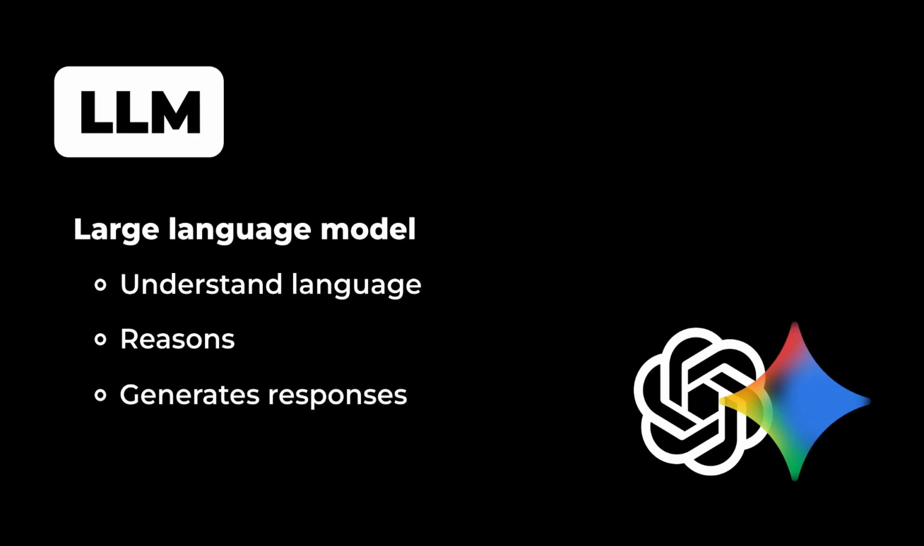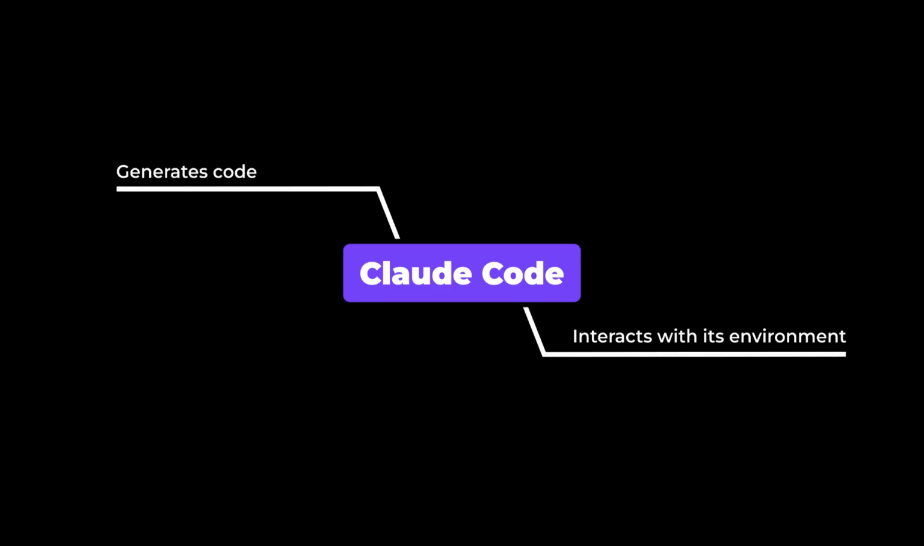To do that, at its core, Claude Code uses an LLM, which stands for Large Language Model. It's what allows Claude Code to understand language, reason through tasks, and give you relevant responses. This is the same kind of technology behind tools like ChatGPT and Gemini. However, what makes Claude Code different is that it does more than generating just code. It also comes with a variety of tools that allow it to interact with its environment.